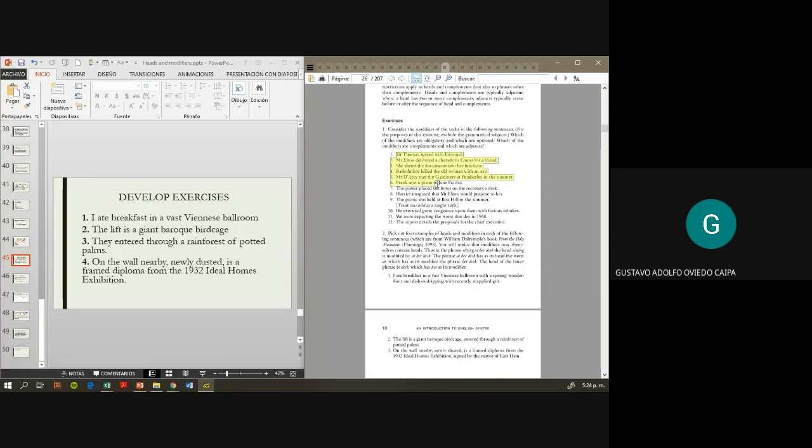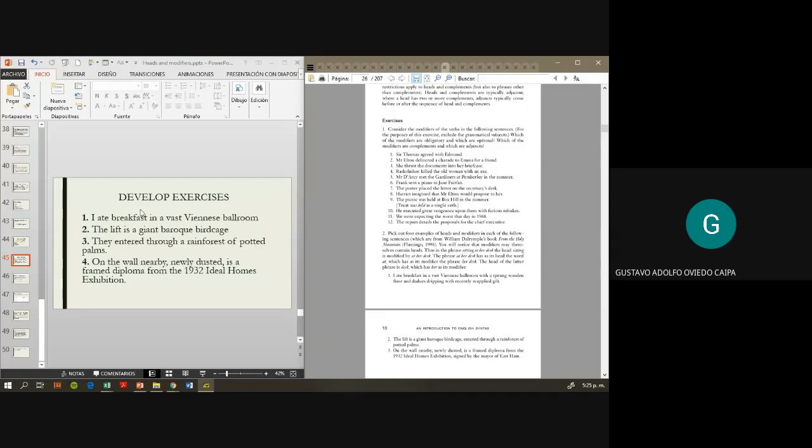So in exercise number 1, what you have to do is find the complements and adjuncts of the verbs. So in this case of agreed, delivered, all right? Find the complements and adjuncts of these verbs in the sentences. It says consider the modifiers of the verbs in the following sentences. So for the purposes of this exercise, exclude the grammatical subjects. Don't take into account the subjects because normally the subjects are always complements, so it's not necessary to take them into account. Take into account what is after the verb.